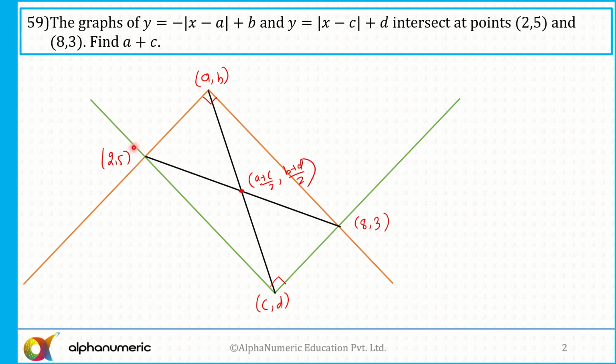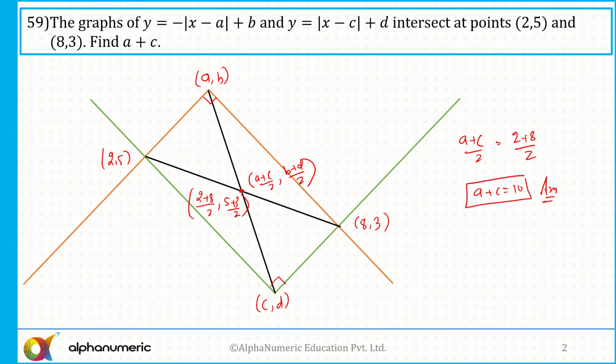Similarly, it is also the midpoint of the other diagonal, which has points 2 comma 5 and 8 comma 3. So what is the midpoint? It is 2 plus 8 by 2 as well as 5 plus 3 by 2, the y coordinate. So just compare: A plus C by 2 is equal to 2 plus 8 by 2. So A plus C is 10, and that is your answer.